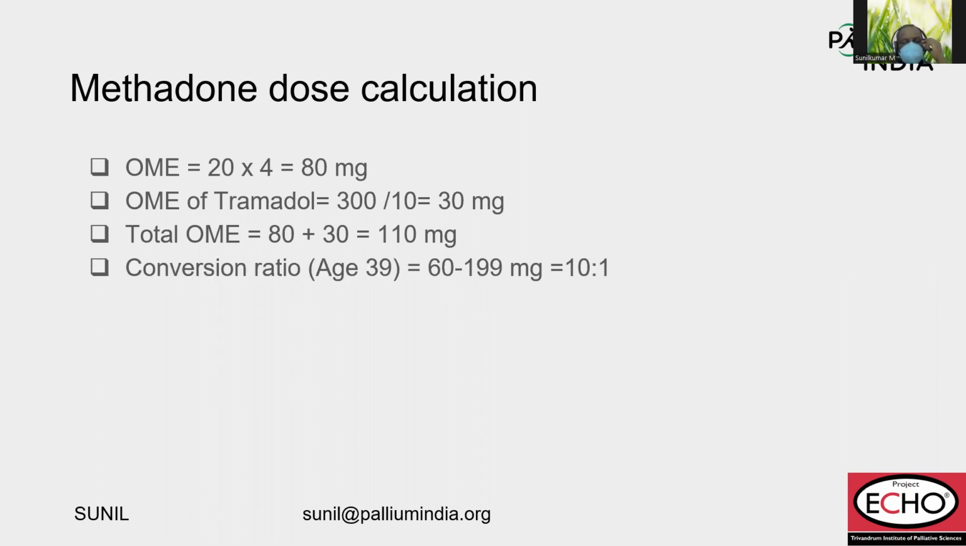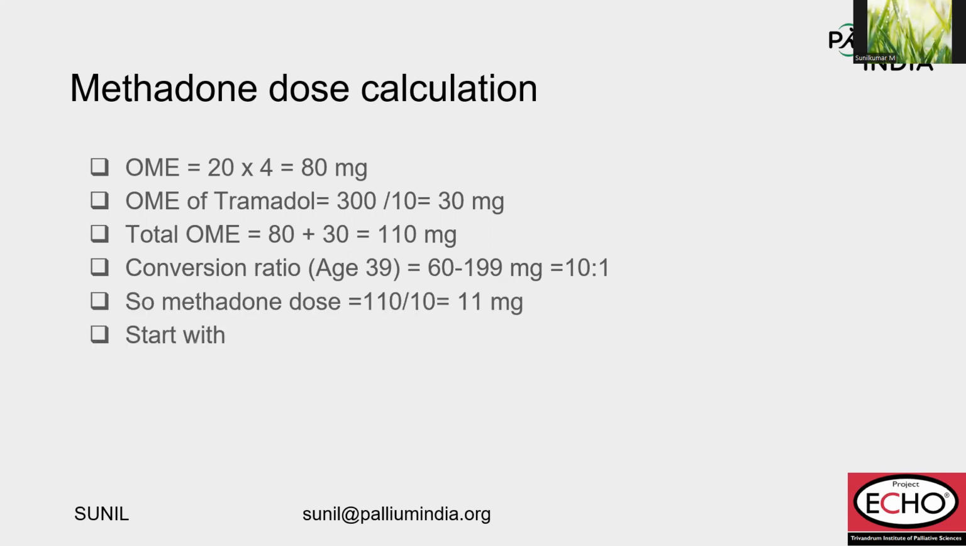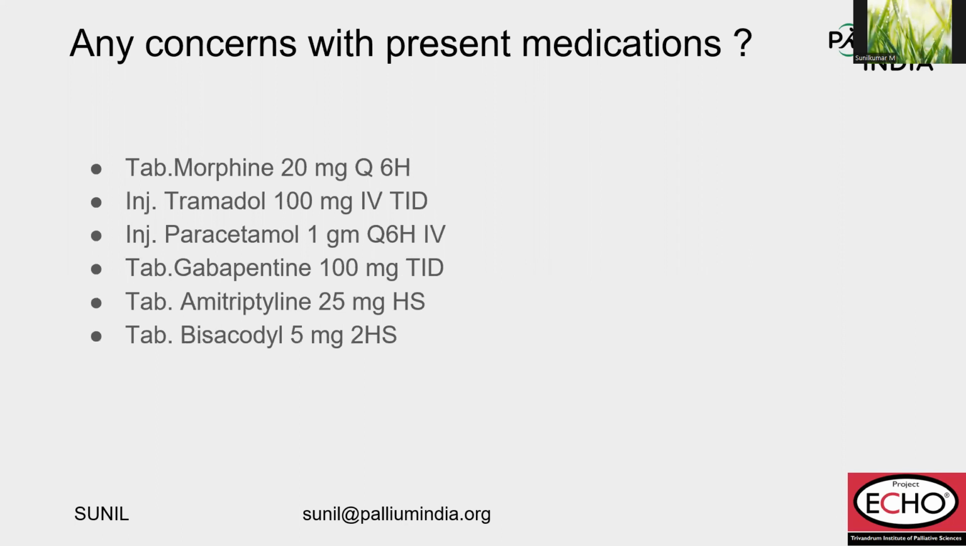Okay, and the conversion ratio: the patient is 39 years old and she is receiving a dosage between 60 to 199 milligram. So the conversion ratio is 10:1. So 110 divided by 10, it is 11 milligram. So maybe you can start with methadone 5 milligram BD. Do you have any concerns with the present medication?